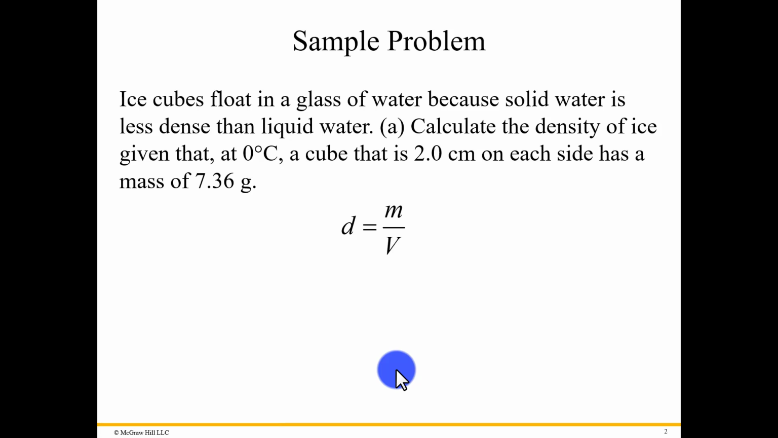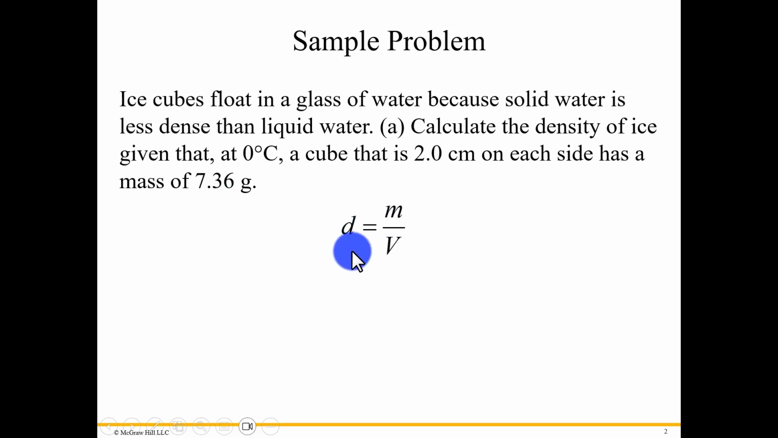Here's a sample problem that you can try. An ice cube floats in a glass of water because solid water is less dense than liquid water. Calculate the density of ice at 0 degrees, given that we have an ice cube with each side 2 centimeters, so 2 by 2 by 2, and it has a mass of 7.36 grams.